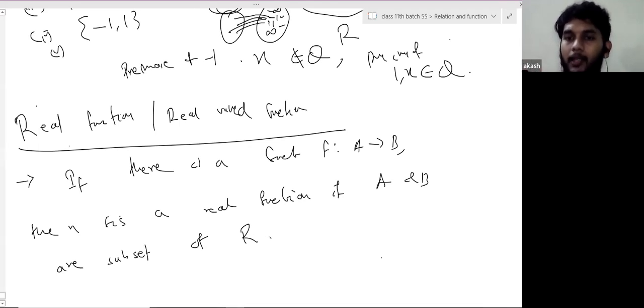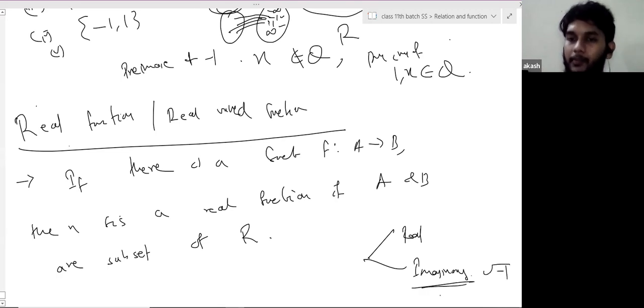In this world, there are two kinds of numbers: real numbers and imaginary numbers. What are imaginary numbers? Where the square root of -1 comes. There is a chapter about complex numbers in which we are going to learn about imaginary numbers. So what are real functions? Where the input and output we get are real numbers. Simply, that is called a real function.